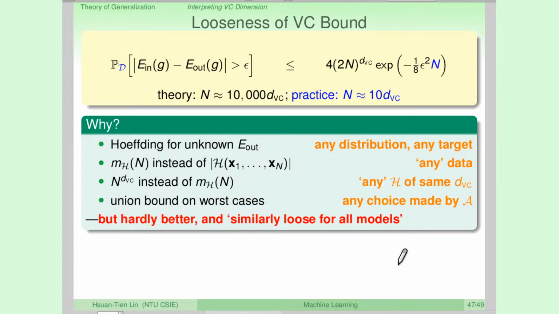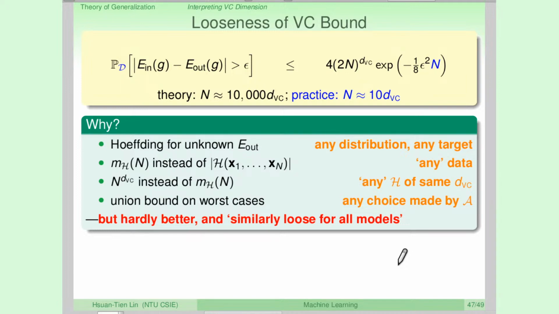If we specifically know our algorithm, know our hypothesis set in detail, know the data or data distribution we're going to encounter, know the target function that we're considering, maybe we can do better. But if we insist on all of them to be any, or can be unknown in some sense, then it's very hard to improve the VC bound. And also, although the VC bound is loose, it's often similarly loose for all the models that we're considering there.